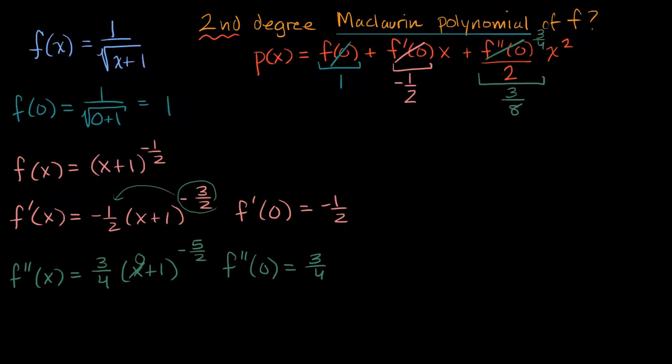So our Maclaurin polynomial, our second degree Maclaurin polynomial, p of x, is going to be equal to 1 minus 1/2 x plus 3/8 x squared. And we are done. We have our second degree Maclaurin polynomial of f, which could be used to provide an approximation for our function, especially for x's near 0.